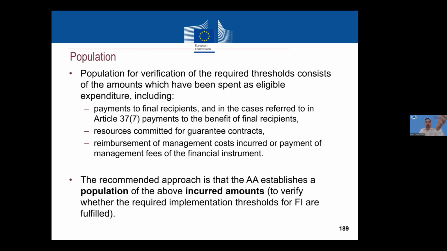So, what is the population? The population for the verification of these implementation thresholds consists in amounts that have been spent as eligible expenditure, and this includes payments to final recipients, maybe payments to the benefit of financial recipients in some cases of Article 37, resources committed for guarantee contracts, and the reimbursement of management costs incurred or payment of management fees of the financial instrument. The recommended approach that we have in this context, as you probably very well know, is that you establish a population of the above incurred amounts, basically to verify if the implementation thresholds for the financial instruments are or not fulfilled.